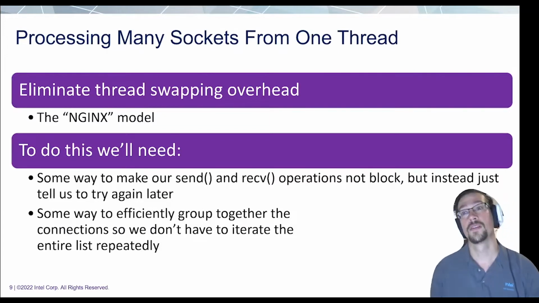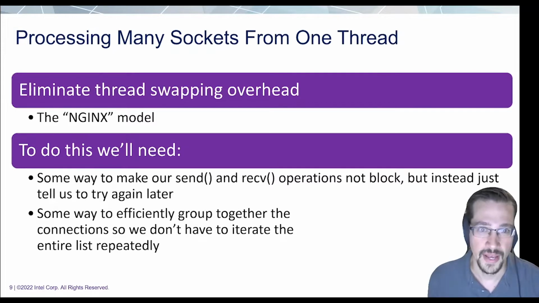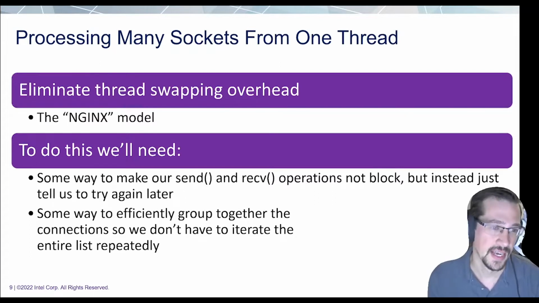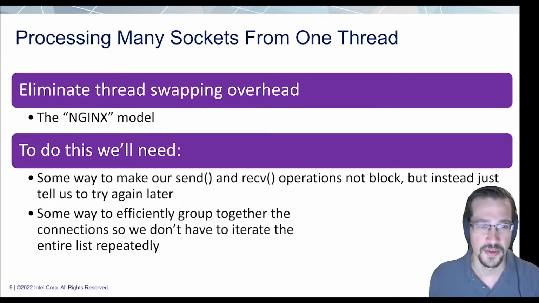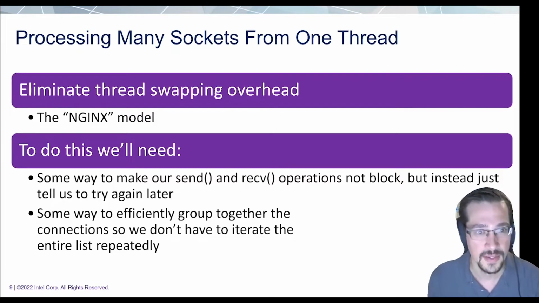So in order to do better than that model, we need to get rid of the thread swapping overhead. And that means we need to process many sockets from one thread. And so I'll think of this as the Nginx web server model, where it's multiplexing many sockets onto, in Nginx's case, a single thread.